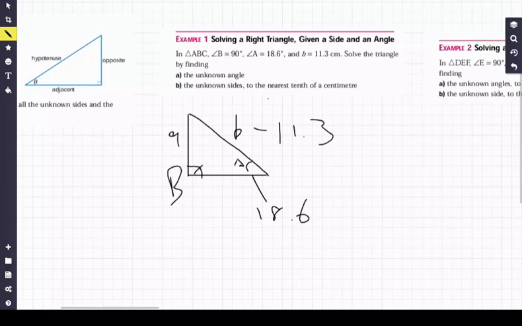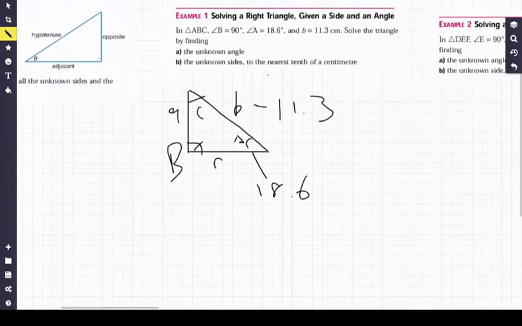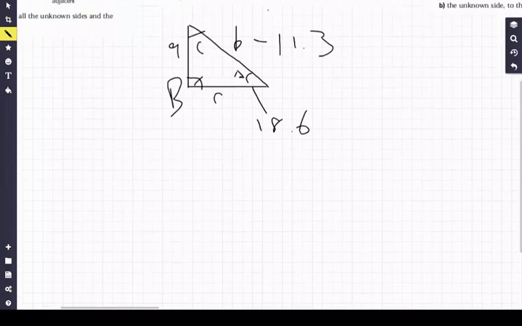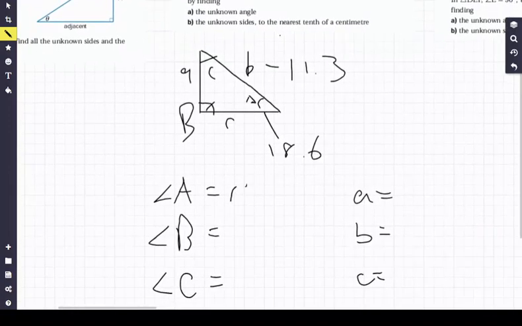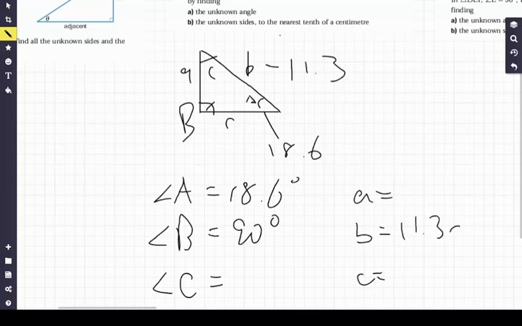And now basically we have to solve the triangle. Usually when they ask you to solve the triangle, you have to find every single value. So I'm asked to find angle C and side C. First, I personally like to list them out. So first we'll have angle A, angle B, angle C, and then side A, B, C. Right? So angle A, we already knew it was 18.6 degrees. Angle B was 90 degrees, and side B is 11.3 cm.